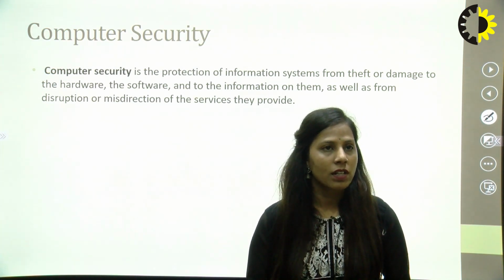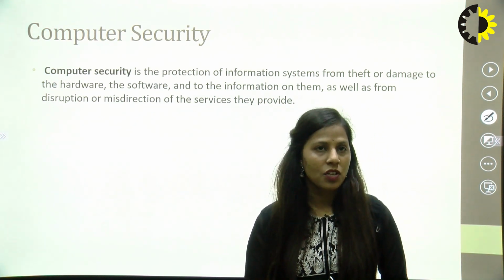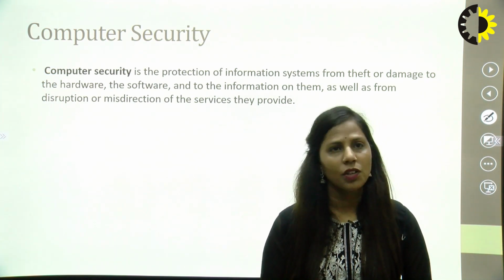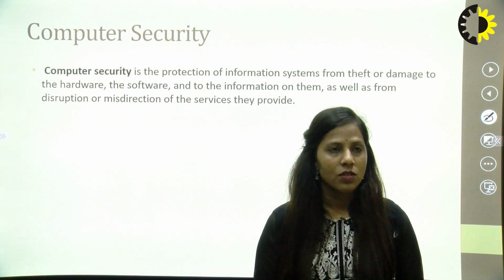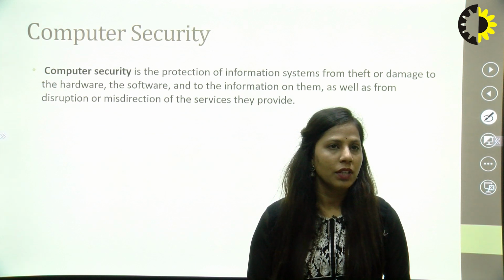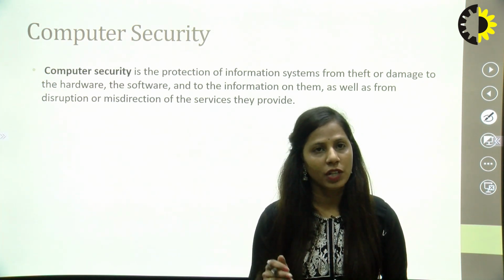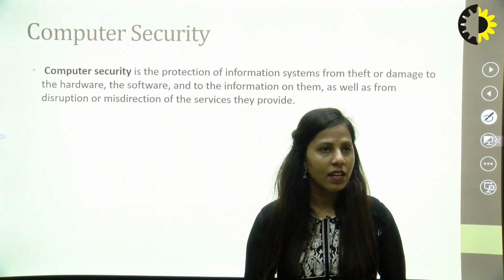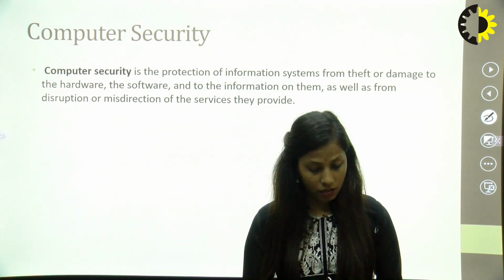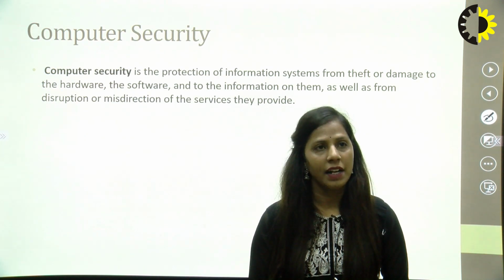So let's discuss what computer security is. Computer security is the protection of information systems from theft or damage to the hardware, the software, or the information. It is the theft or any damage caused during information transmission, whenever we are communicating from one place to another. So it is very necessary to secure our system using various firewalls and IDS systems.